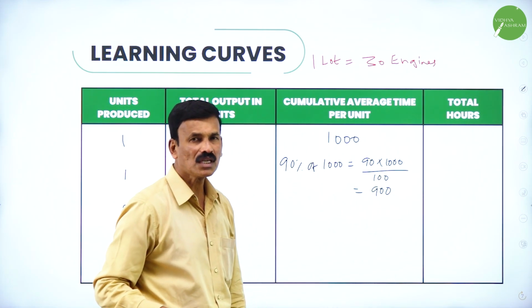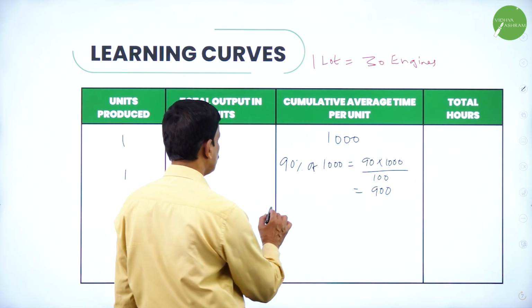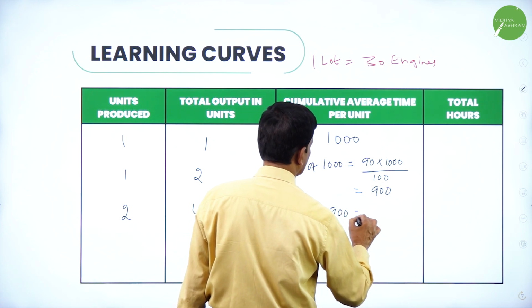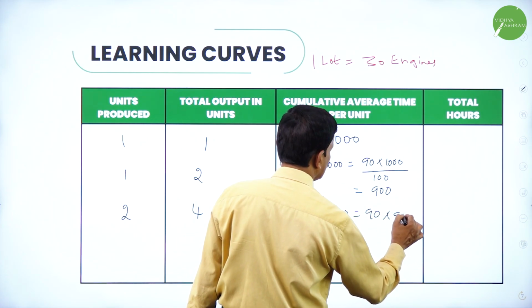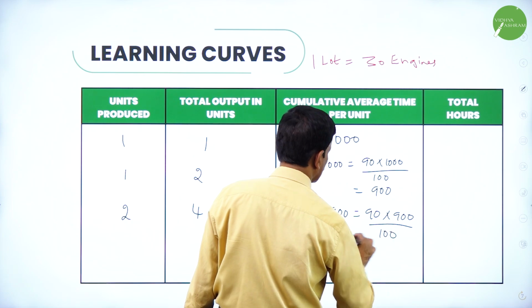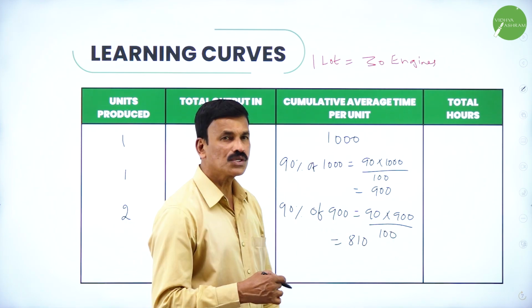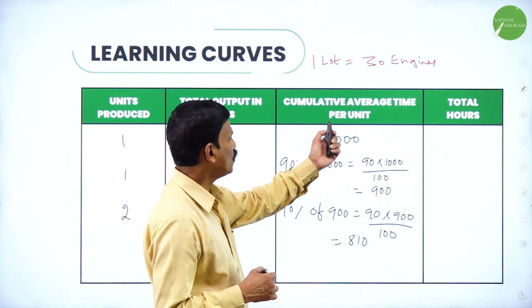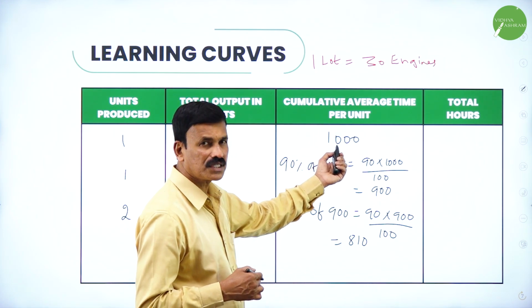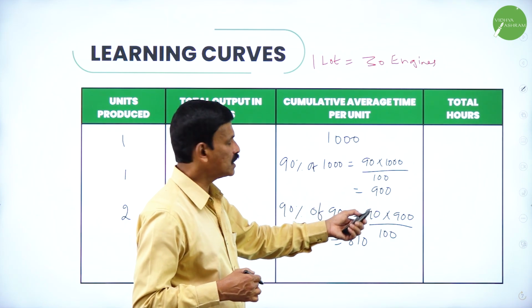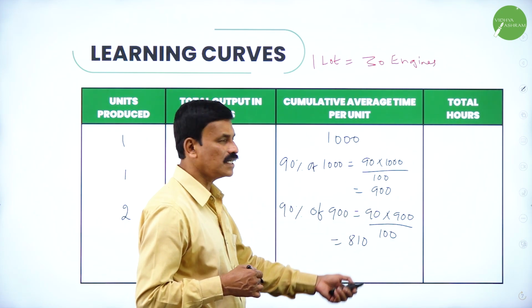Again, find 90% of 900, which is equal to 90 into 900 divided by 100. 9 9s are 81, so 810. So, the cumulative average time per unit is, initially for 30 engines, 1000 hours. 90% of 1000 is 900. Again, 90% of 900 is 810.